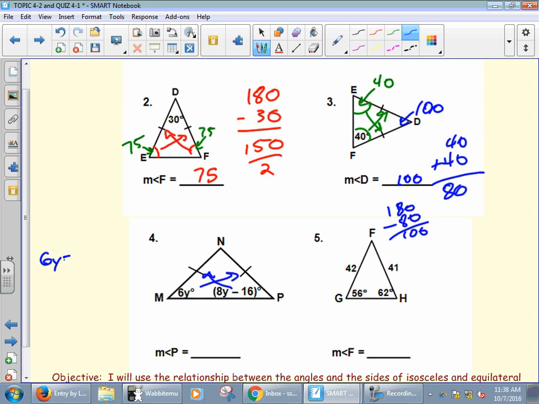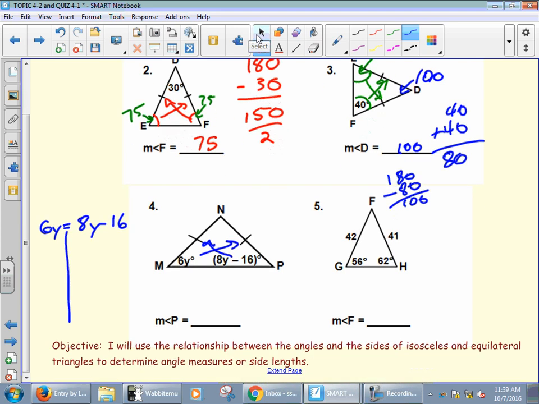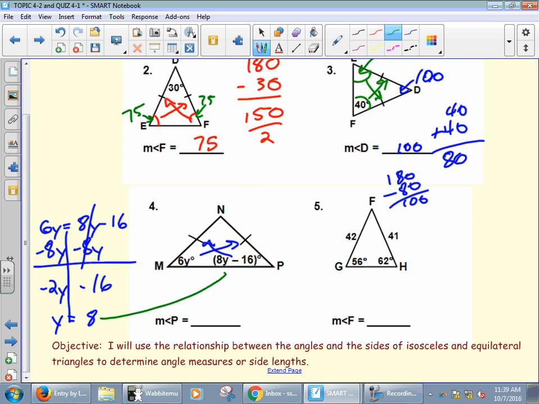So I got 6y equals 8y minus 16. What would be the quickest way to solve this problem? Minus 8, which is going to leave me with negative 2y equals negative 16. So what's y? 8. Does everyone understand that? You're going to get a positive answer. So when I plug it back into P, I come right here. 8 times 8 minus 16 is what? 48.